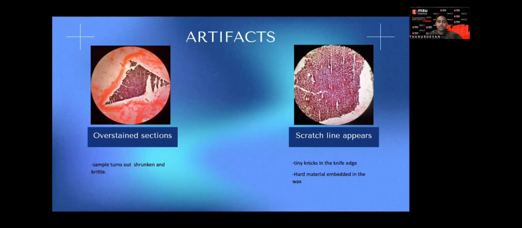Next, we will be looking at overstained sections. Overstained sections are caused by staining the tissue for too long. Next are scratch lines that appear in the sections. Small dents in the knife edge will cause the knife to not be sharp, and hard materials embedded in the wax itself could also cause the lines to appear while sectioning.